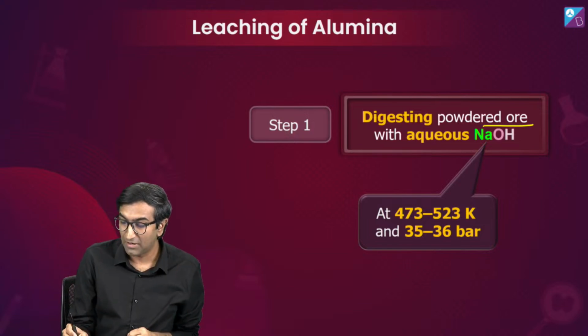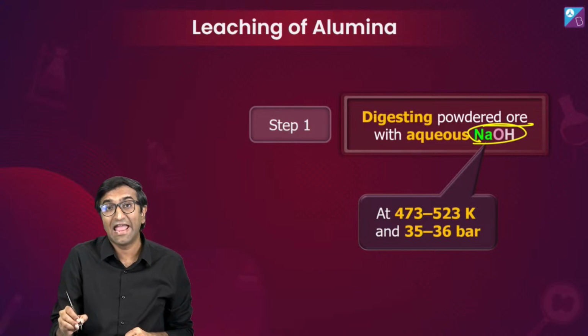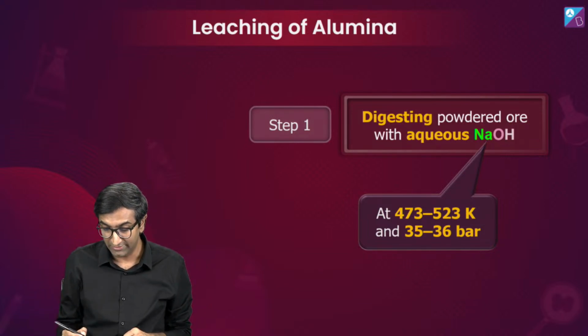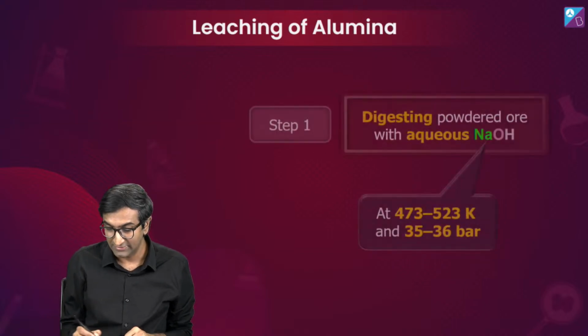So you have this powdered ore and you put NaOH in it. Now this NaOH dissolves alumina. And it leaves behind some impurities. That's the first step. And उसके conditions यहाँ दिए थे, एक बार देख लीजिए.